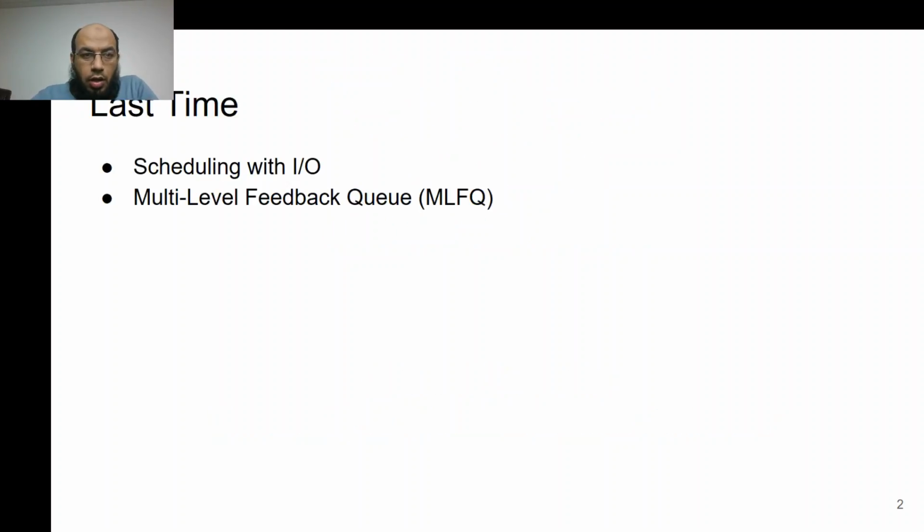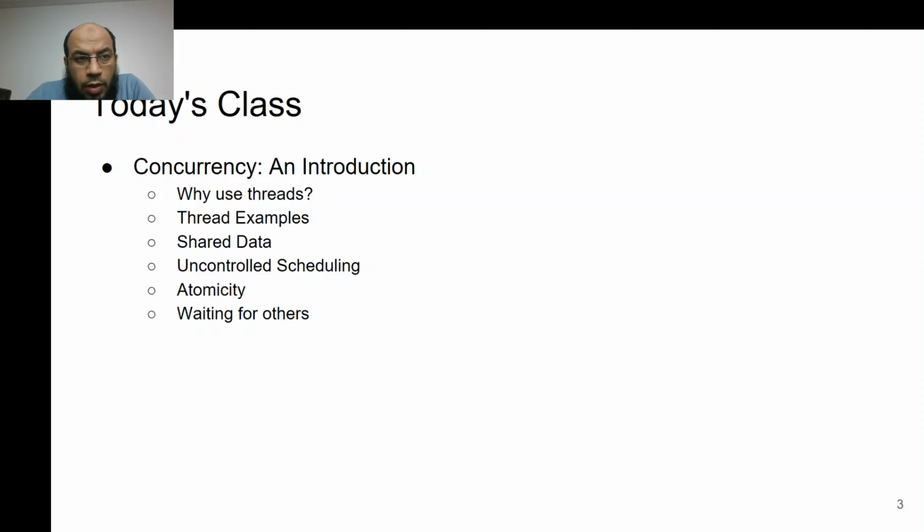So we already covered theoretical scheduling to a very large extent. We are done with most of it except for multi-CPU scheduling, which I promised to cover once we cover concurrency. So today we will start by talking about concurrency, which is also called multi-threading in some contexts and multi-processing in other contexts.